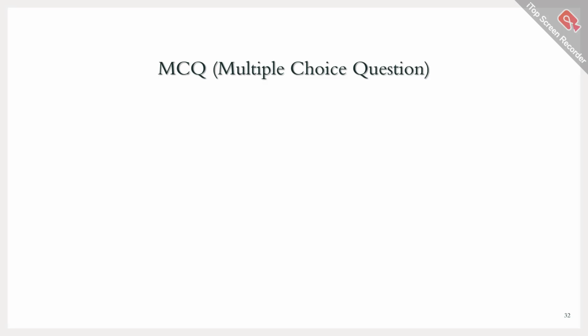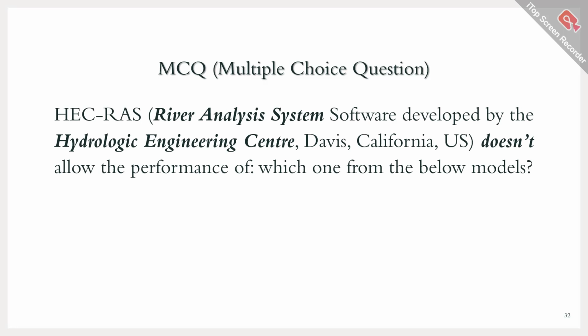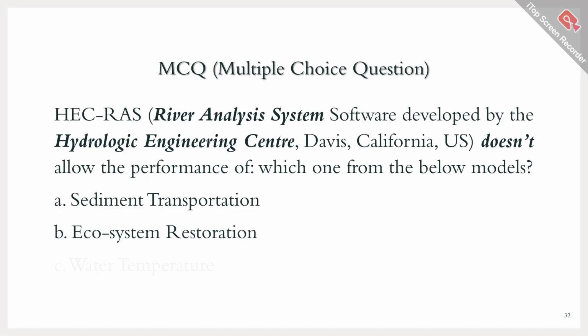Next MCQ is HEC-RAS, which is called the River Analysis System software developed by the Hydrologic Engineering Center, Davis, California, US, does not allow the performance of which one of the below models? Option A is sediment transportation, option B is ecosystem restoration, option C is water temperature, and option D is water quality. HEC-RAS software that we just saw in another question earlier does not allow the performance of which one from the below models?